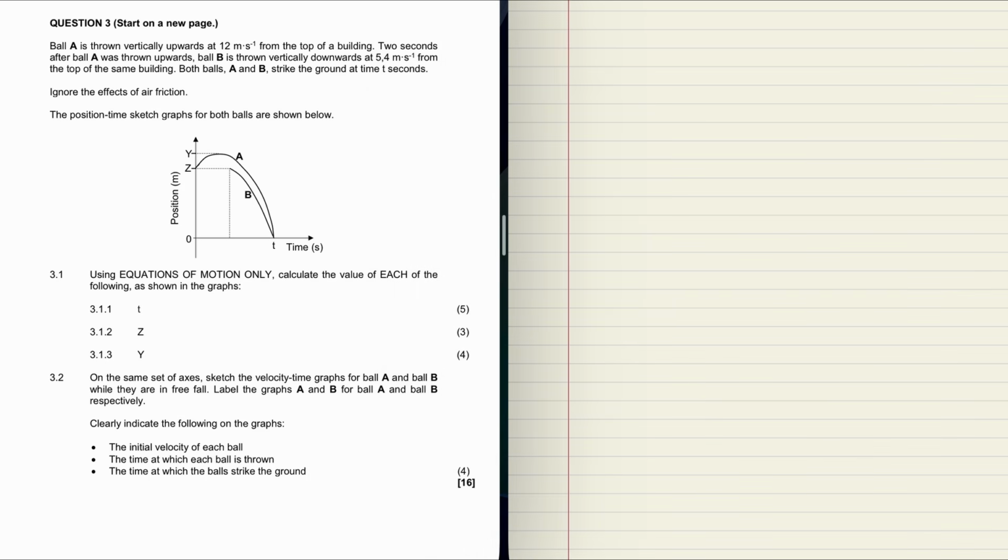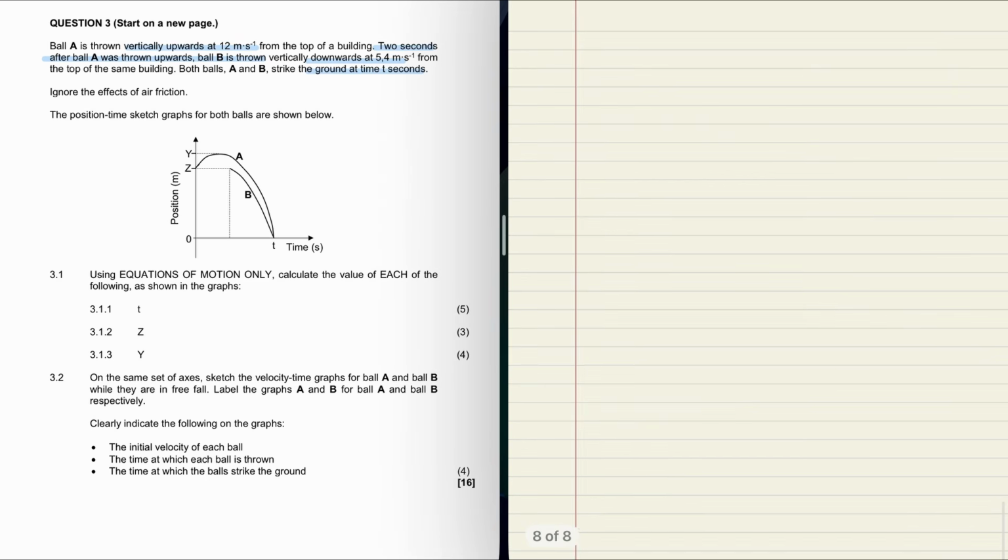I'm going to highlight the bits that I feel are important. Ball A is thrown vertically upward at 12 meters per second. 2 seconds after ball A was thrown, ball B is thrown downward at 5.4 meters per second, and they strike the ground at t seconds. So we've been given this graph, and the question says, using equations of motion only, calculate the value of each of the following as shown in the graphs. So they want to know 3.1.1, calculate the value of t. So what is the time at which both these balls hit the ground?